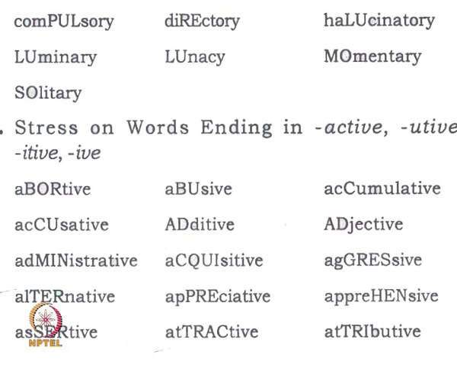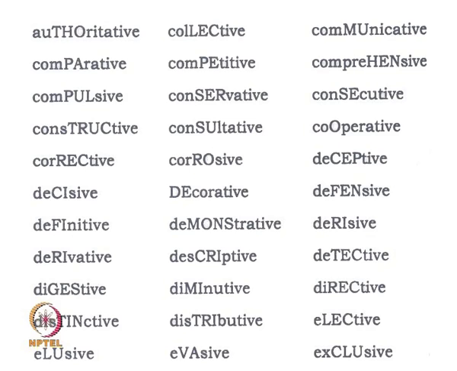Abortive. Abusive. Accumulative. Accusative. Additive. Adjective. Go slow. Administrative. Aggressive. Come again. Alternative. Appreciative. Apprehensive. Assertive. Attractive. Attributive. Authoritative. Collective. Communicative. Comparative. Competitive. Comprehensive. Compulsive. Conservative. Consecutive.